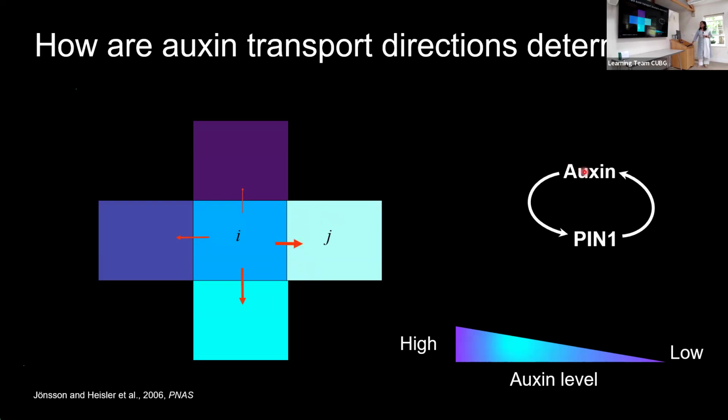And this essentially creates a positive feedback loop where auxin controls itself, where the transport direction will be guided. So more auxin here will help this cell I to transport more auxin further into this cell, creating this positive feedback loop.